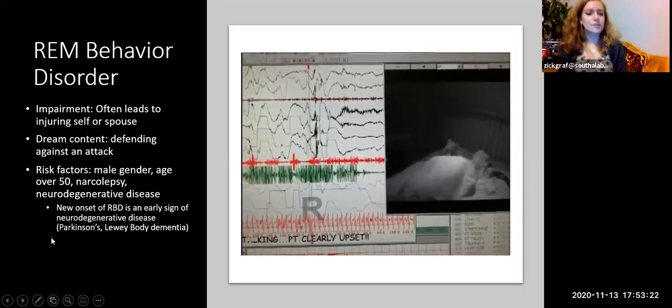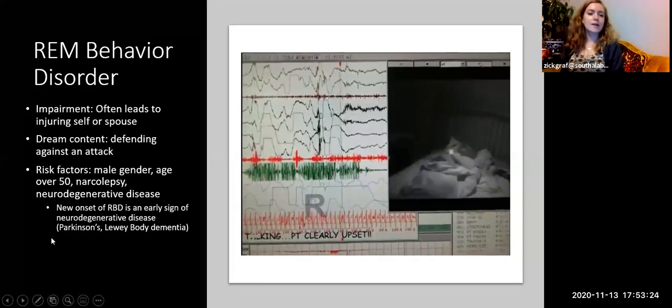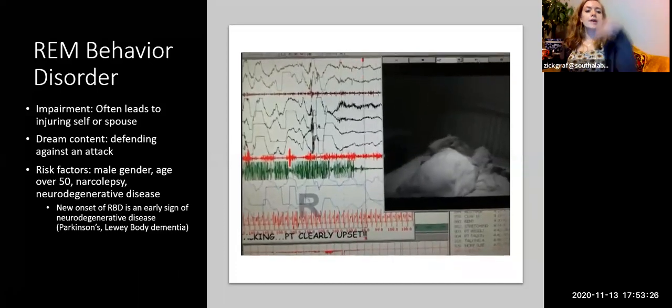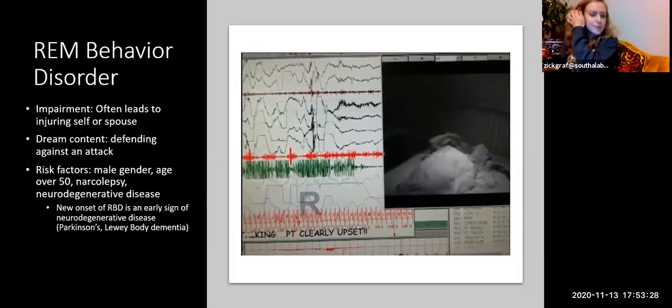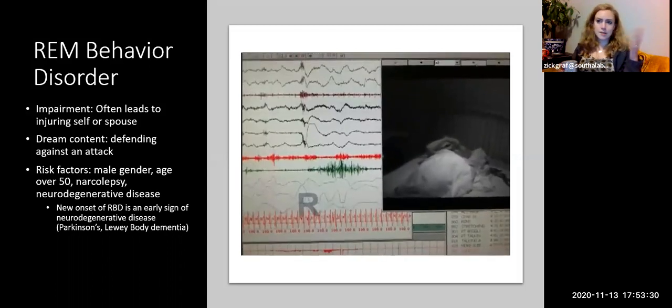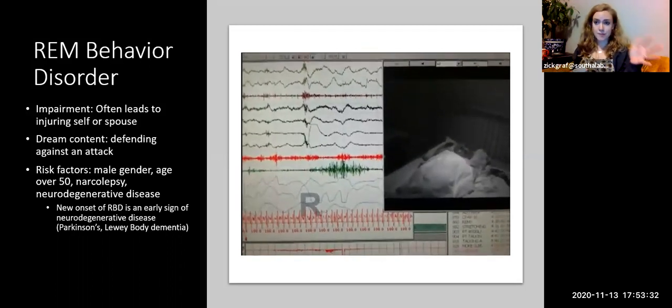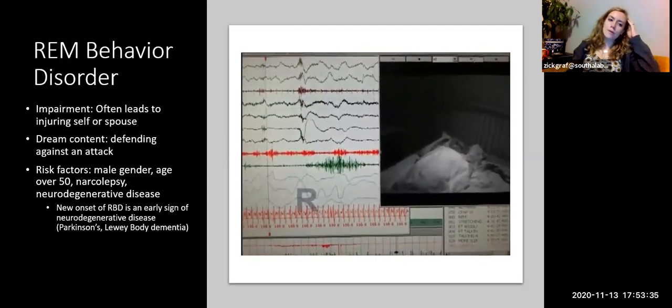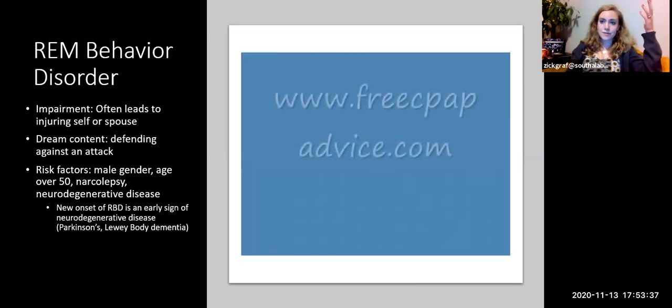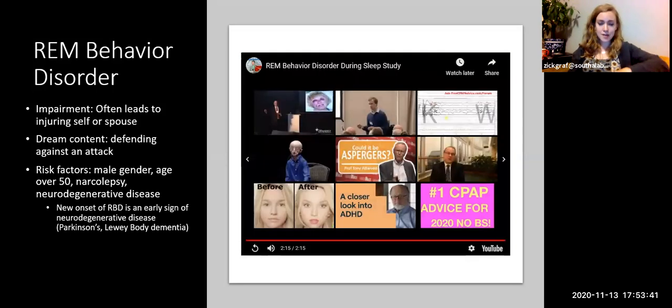Some risk factors for this disorder. It's more common in men. It's more common in older people. It's more common in people specifically with narcolepsy, who basically have issues with regulating REM sleep in general. But when it appears for the first time in older age, it can be an early symptom of a neurodegenerative disease process. So new onset of REM behavior disorder is an early sign of Parkinson's disease or Lewy body dementia.